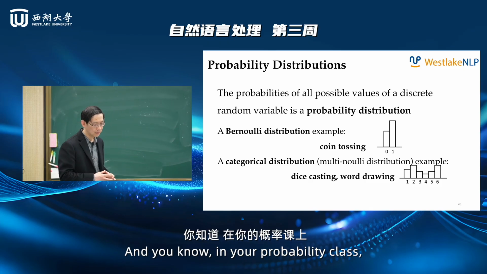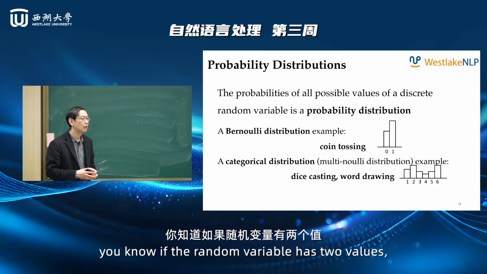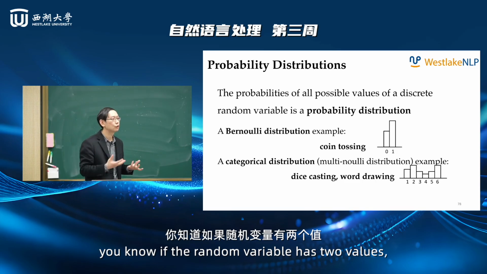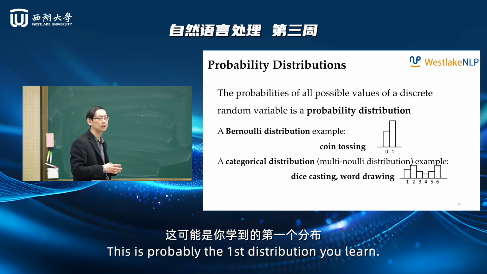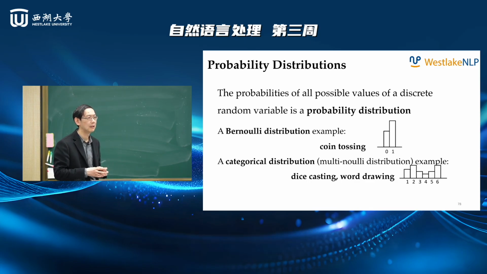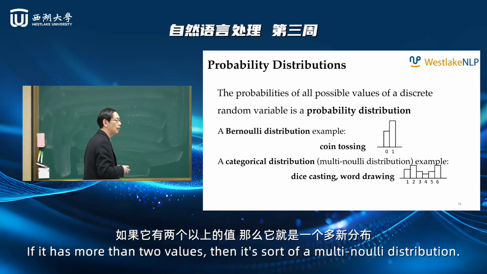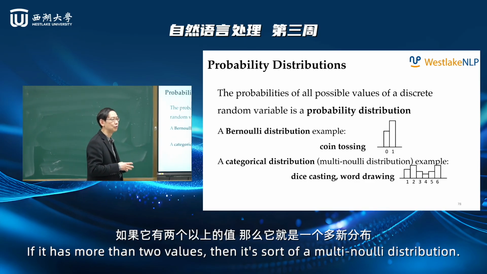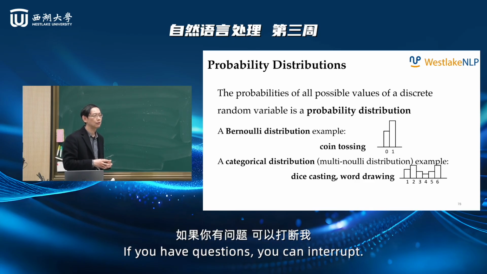And in your probability class, if the random variable has two values, then it's a Bernoulli distribution. This is probably the first distribution you learned. If it has more than two values, then it's a multinoulli distribution or a categorical distribution, as I show you here. If you have questions, you can interrupt.